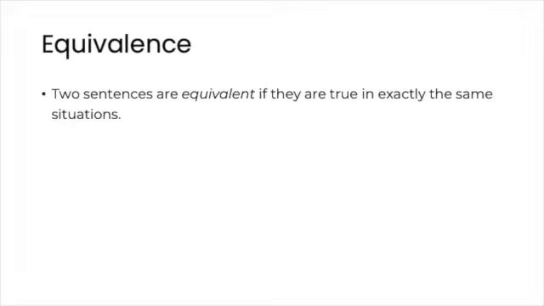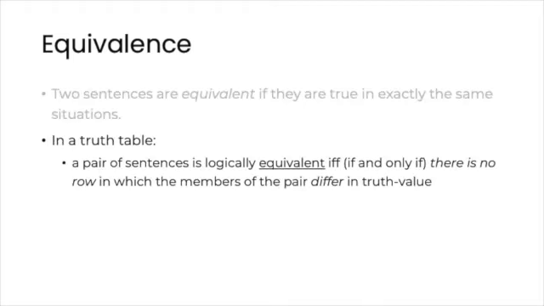Two sentences are equivalent if they are true in exactly the same situations. We can test for equivalence with the aid of truth tables. Suppose that we have two sentences, X and Y, and that we make a truth table for each of them. Well, if X is true in every row in which Y is true, and vice versa, this means that they are equivalent, as far as SL is concerned. So we can say that in a truth table, a pair of sentences is logically equivalent if and only if there is no row in which the members of the pair differ in truth value.